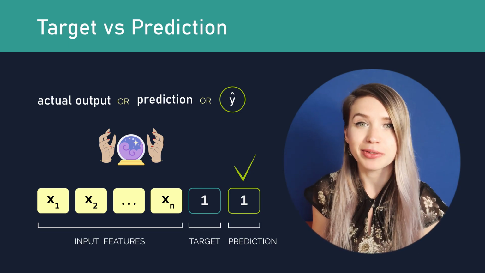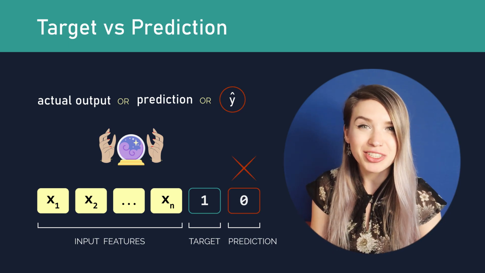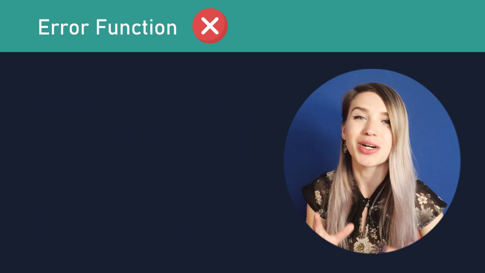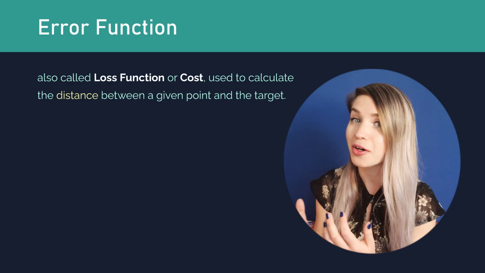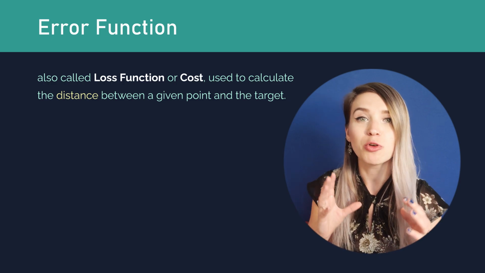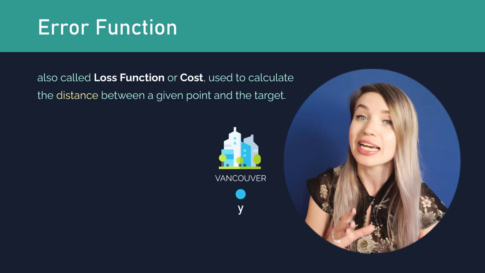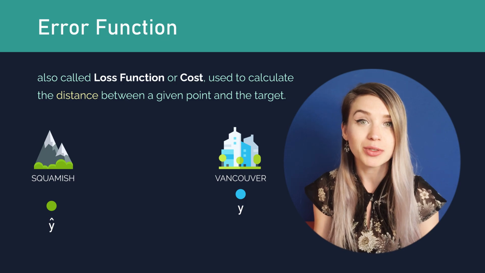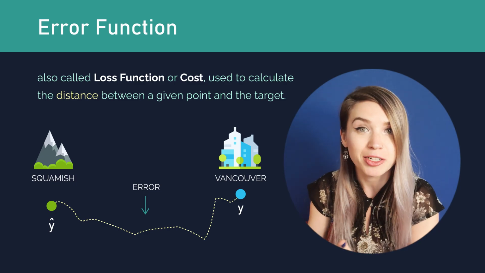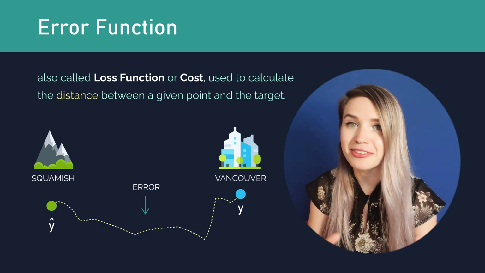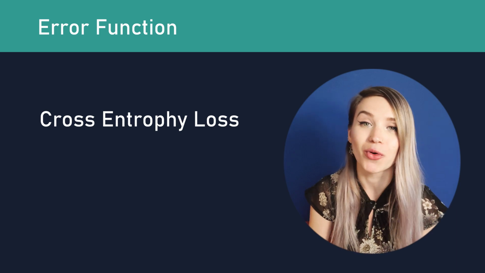So if a certain input has a target of 1, while our prediction returned 0, we will need to use something called an error function to adjust our perceptron accordingly. An error function is often called loss function or cost, and it helps us determine exactly how far we are from our target. So if we are on the way to Vancouver, but we take a wrong turn and get to Squamish instead, the error function will tell us the distance between Squamish, our current location, and Vancouver, our desired location. And while there are many, many different kinds of error functions, in this tutorial we will focus on cross-entropy loss, also known as log loss.